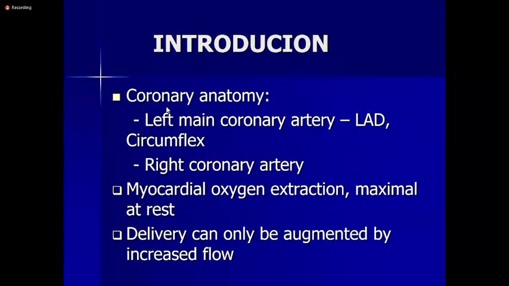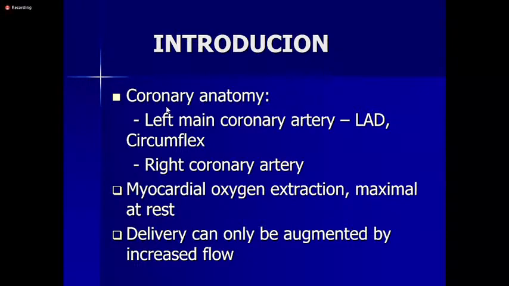So just a brief about coronary anatomy, which you learned just the other day in your first or second year. There are two basically main coronary circulations, we call it that way. So on the left side, we have the left main coronary artery, which divides into the LAD, that is the left anterior descending, and the circumflex artery. Then on the right side, there's the right coronary artery.